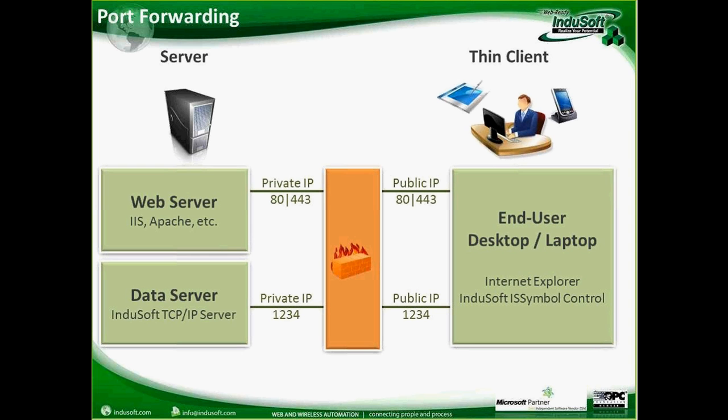Likewise, if you have a public IP address and people try to connect to that on port 1234, then you can configure the router to direct that traffic to the InduSoft machine on port 1234. So this is a typical thing that we see for people who have this application, and this is the most common way that people solve that particular problem.